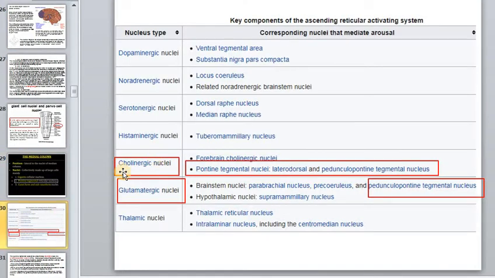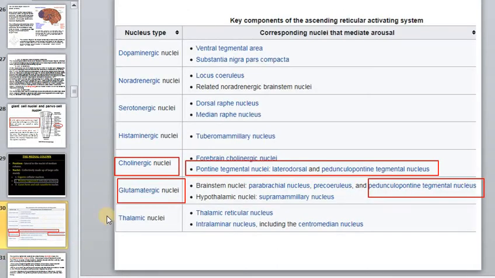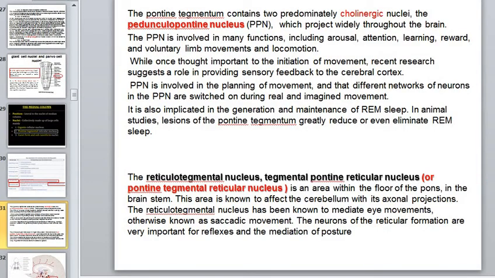Previously we should know what kind of neurotransmitter is produced by these cells. It is mostly cholinergic nuclei and glutamatergic nuclei. Here we see this in red colored shapes. This slide shows that all these nuclei are cholinergic or glutamatergic. So here we have two main groups of nuclei: cholinergic and glutamatergic.